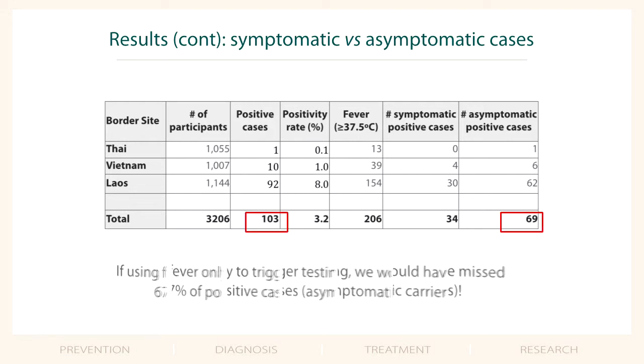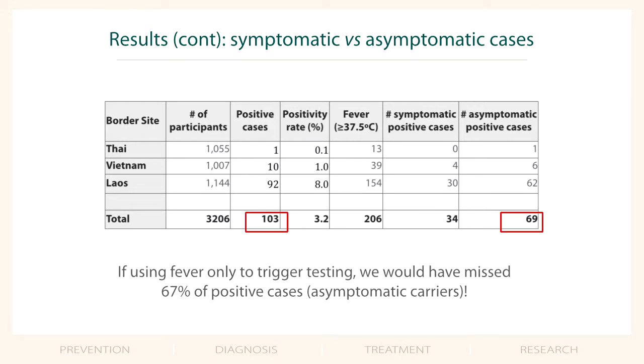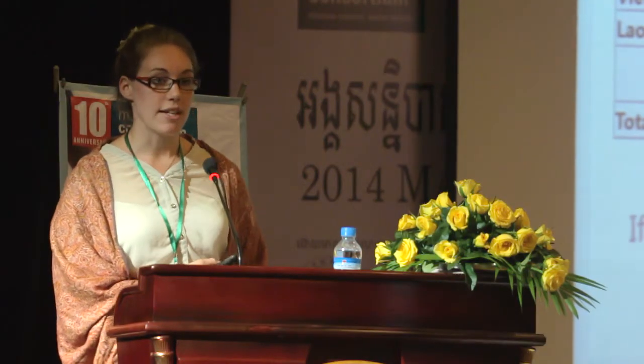So this table is just to show the importance and the need to identify the asymptomatic carriers of infection. We defined fever as a temperature over or equal to 37.5 degrees Celsius. And you can see that in our sample, there were 206 cases of fever, which we defined as symptomatic population, and 34 of these tested positive for malaria. This meant that 69 of the cases did not show signs of fever and were thus asymptomatic carriers.